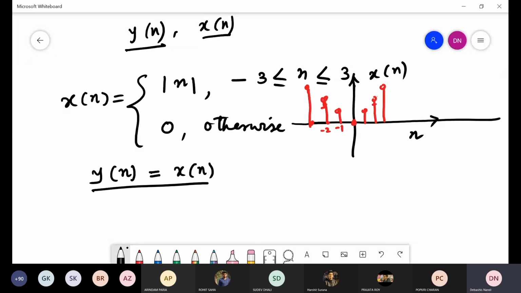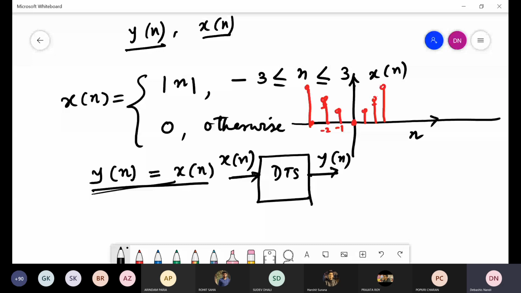So if a discrete time system has the input-output relationship given in this way, then whatever input sequence you give at the input side of this discrete time system, the same thing will appear at the output. Then only you can write y[n] = x[n]. This is an identical system. So the shape of x[n] and the shape of y[n] will also be the same.